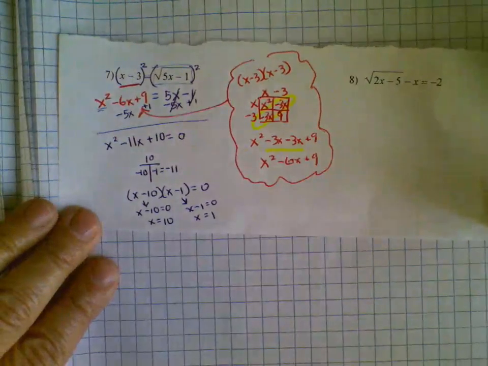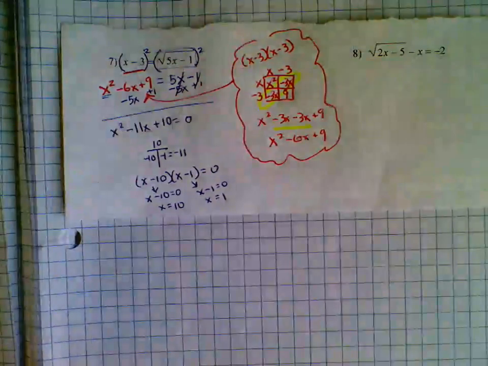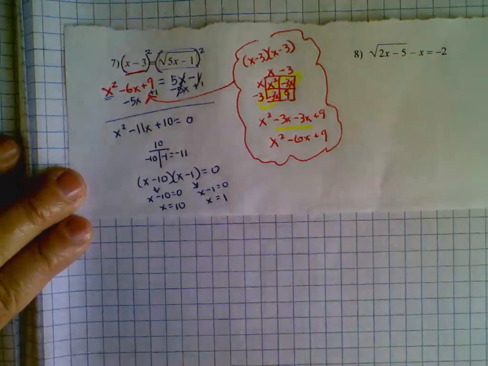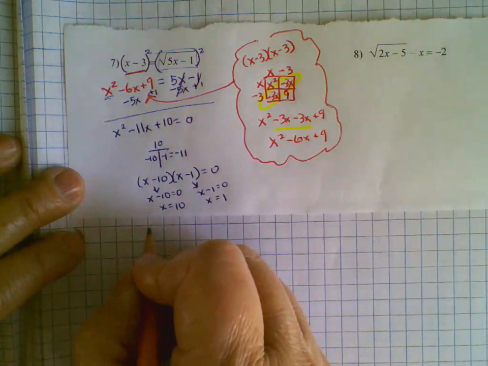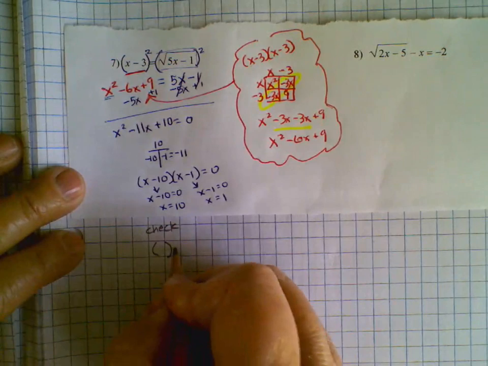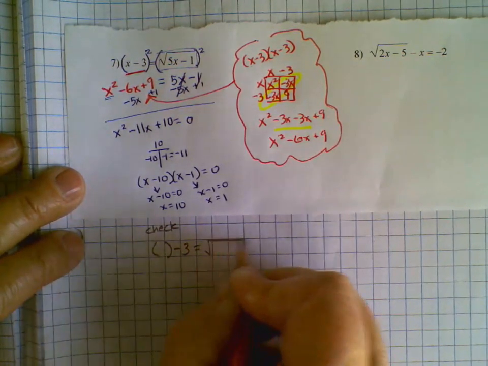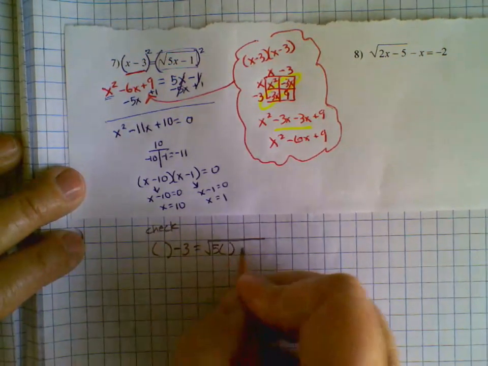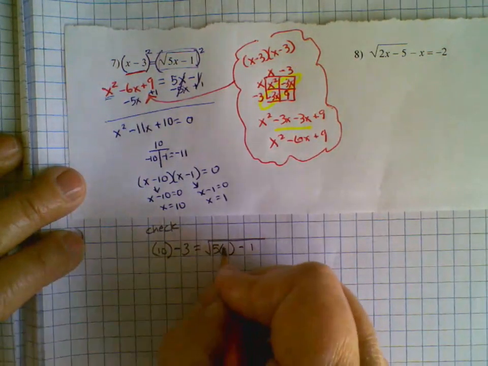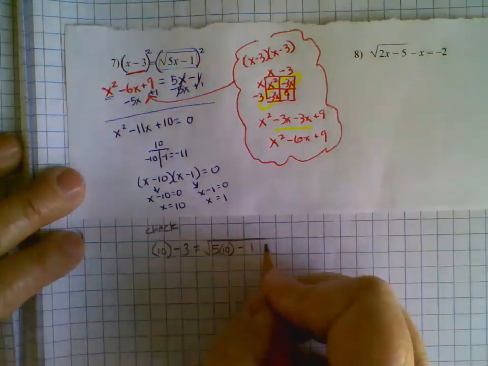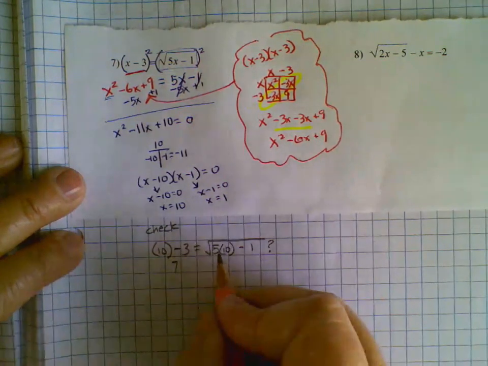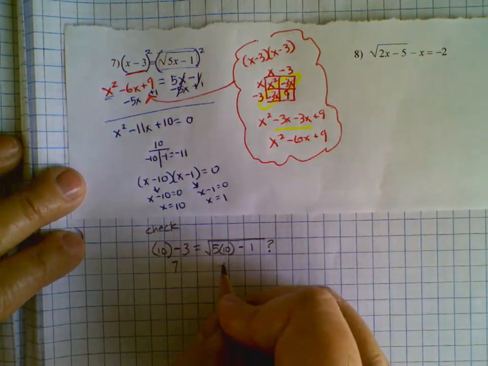Of course, though, I do have to check my answers. And by the way, it's totally okay if you run out of room and need to do this on a separate sheet of paper. That's what I'm about to do. So, checking. I've got my original equation. So x minus 3 equals square root of 5x minus 1. I'm going to put my 10 in there. 10 minus 3, of course this is a question, right? I don't know it yet. 10 minus 3 is 7. 5 times 10 is 50, minus 1 is 49.